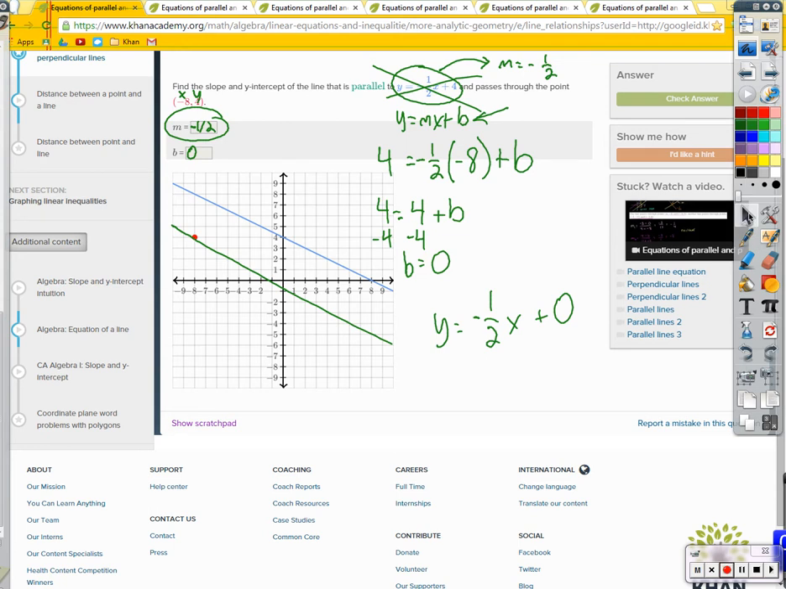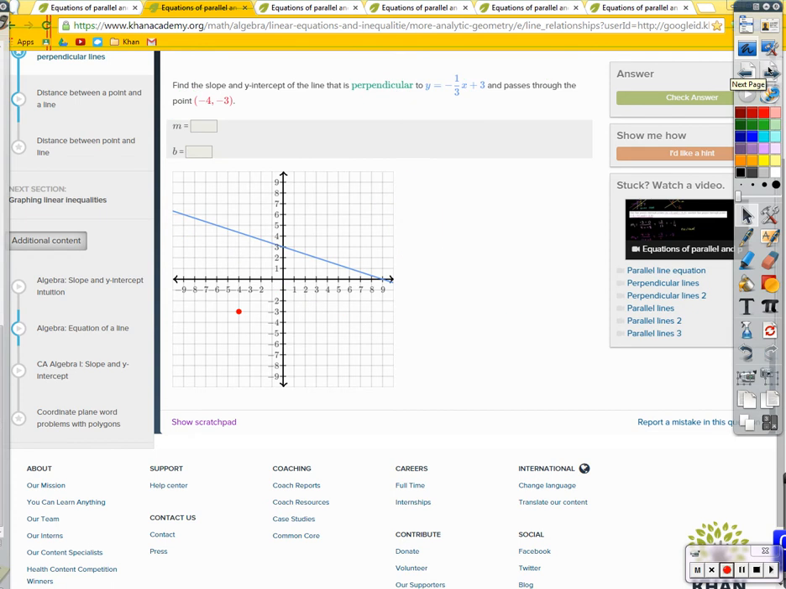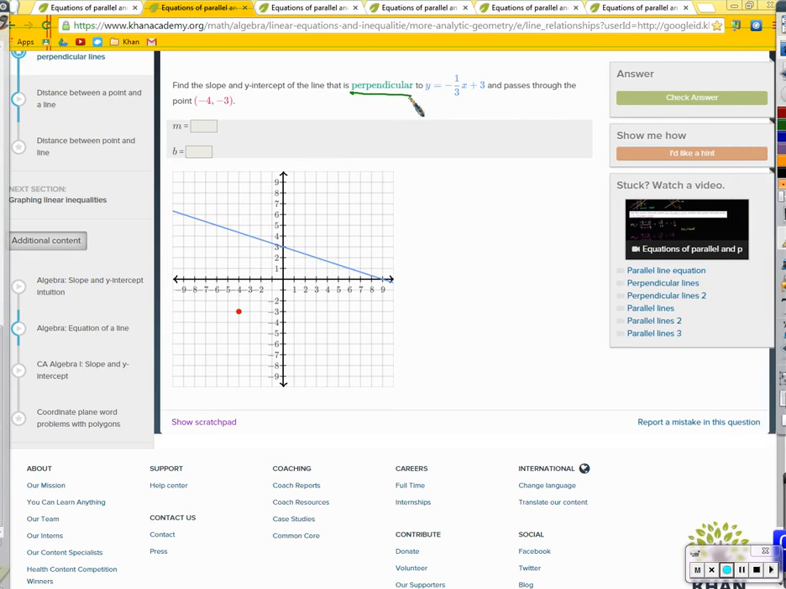Okay, so let's go here. Now, very similar, but what's different? I mean, the equation is different, point is different, but a big difference here is that it's perpendicular. We should be able to tell the slope right away because parallel lines have what kind of slopes? Same slope, and perpendicular lines have opposite. Negative.